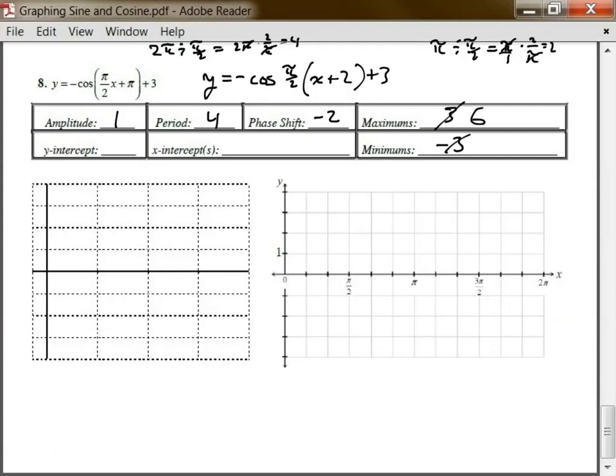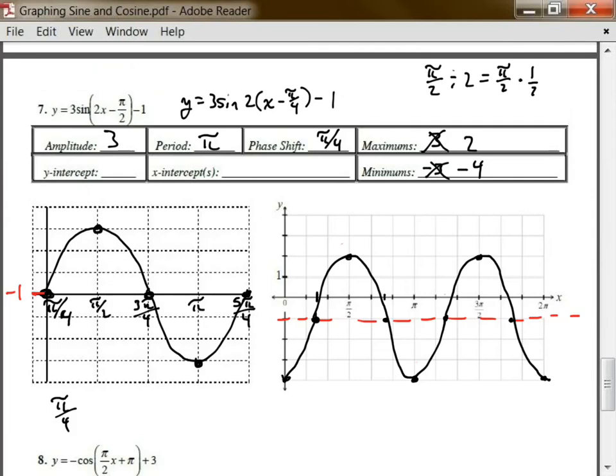This is going to be 6, this is going to be 0. All I did was add 3 because the whole graph shifts up 3. And now we have our y-intercepts and our x-intercepts. Oh, and I think I forgot to do that on my last graph too. Stink. Alright, here's the previous graph, number 7.